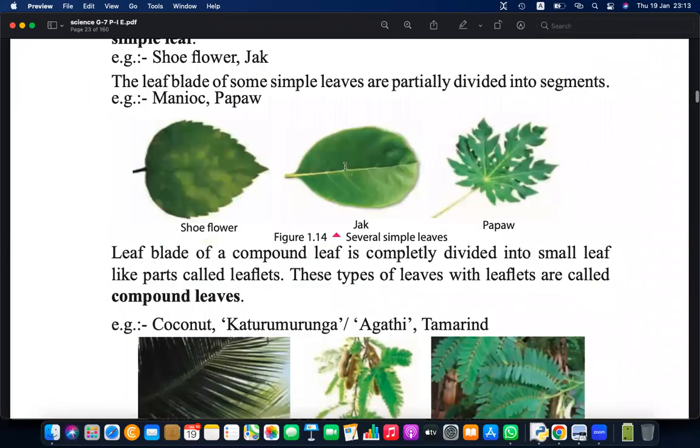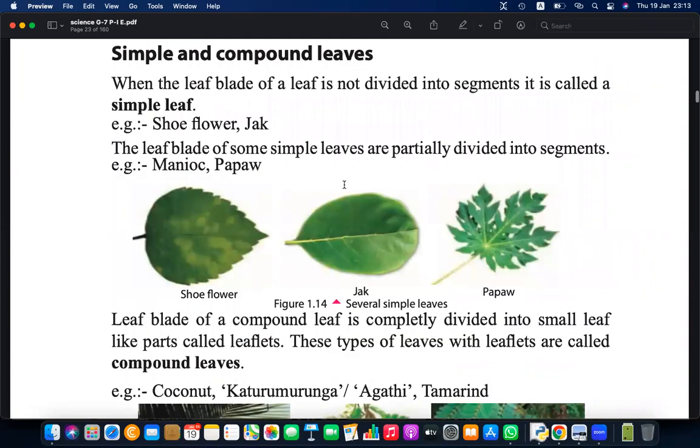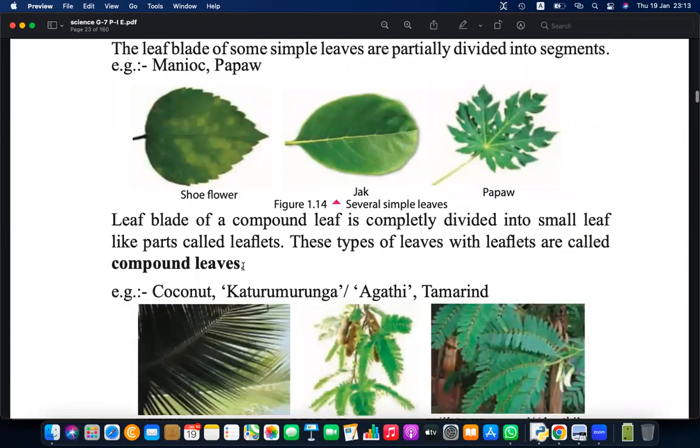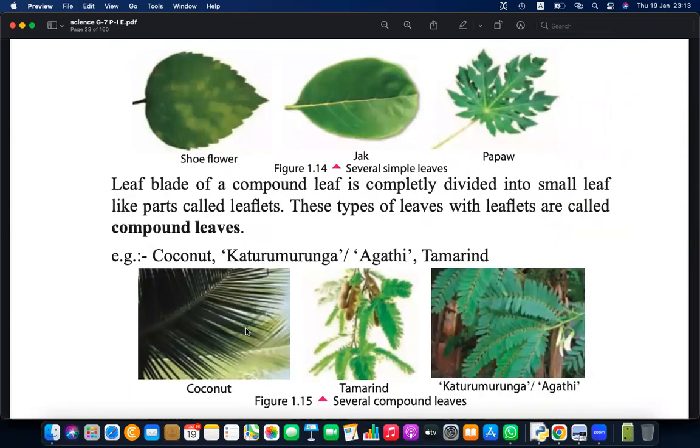And we learn about the simple leaves and the compound leaves. The simple leaves are basically, you can see, only one leaf, but compound leaves are having leaflets. The coconut, tamarind, katarumurunga, these are having compound leaves.